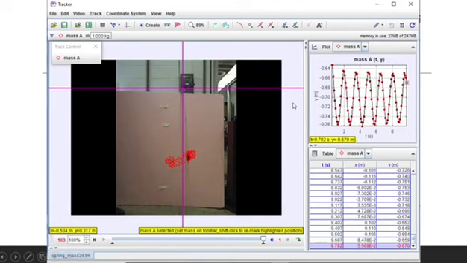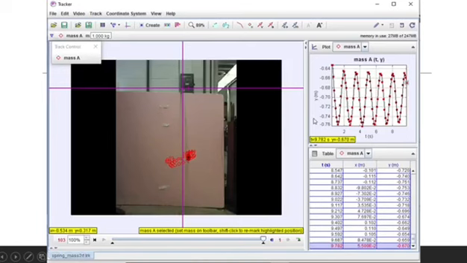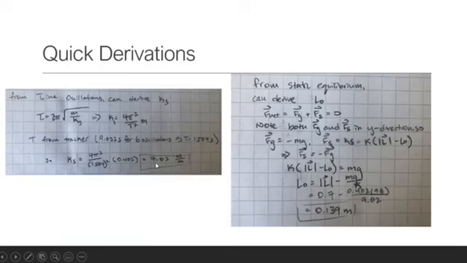and now we are ready to do a few more quick derivations to complete our initial conditions. To find the stiffness of our spring, we can use the formula for the oscillation time period of a spring. To find T, we can use Tracker to find the time between one crest and use that to solve for k, getting 7.02 newtons per meter.